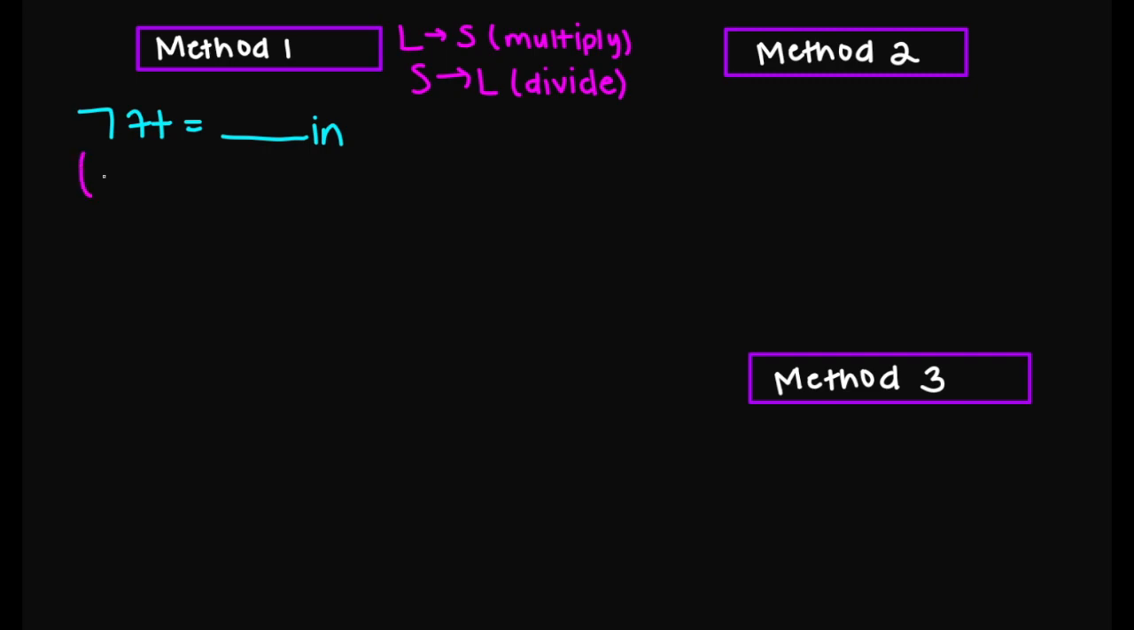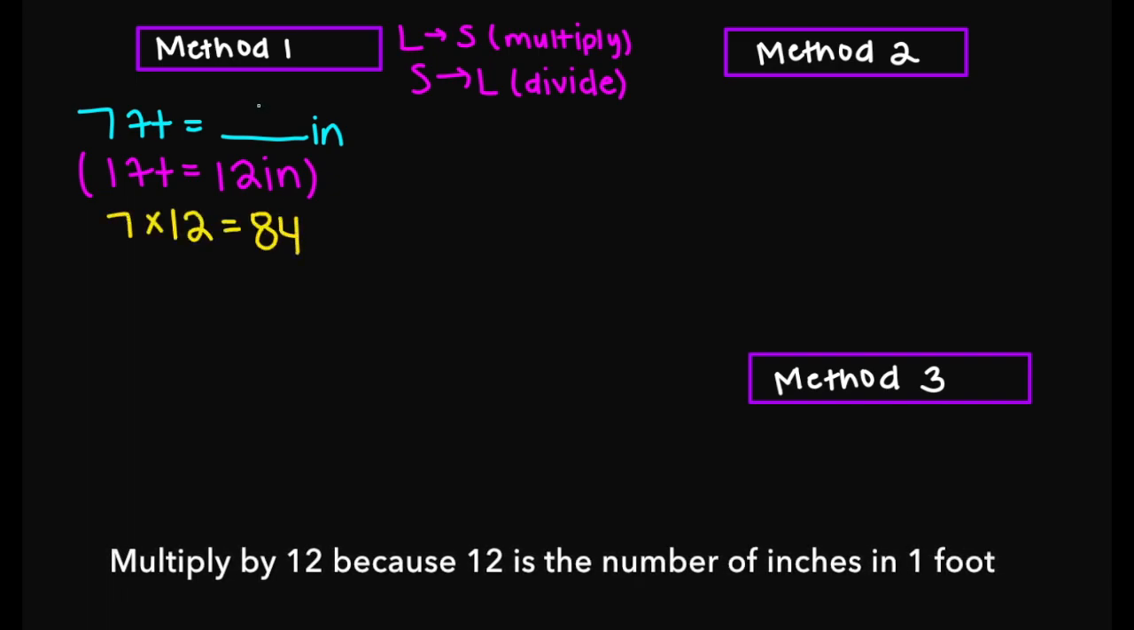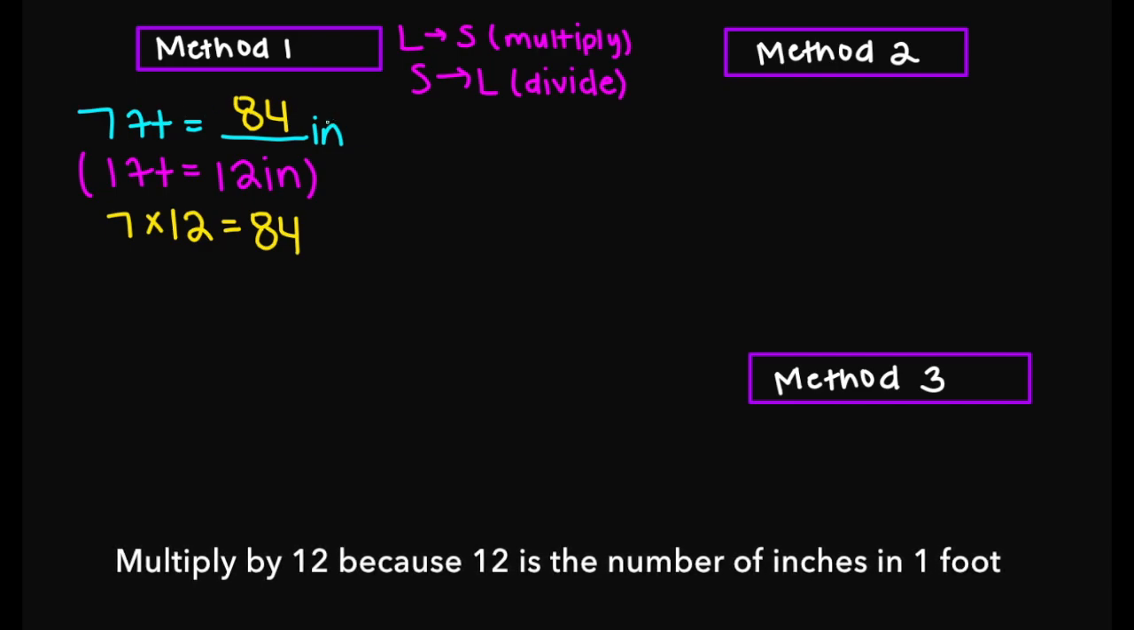My conversion factor for this example is 1 foot equals 12 inches. Since I am going from a large unit to a smaller unit, I need to multiply. So I'm going to multiply 7 times 12, and 7 times 12 is 84. So 7 feet equals 84 inches.